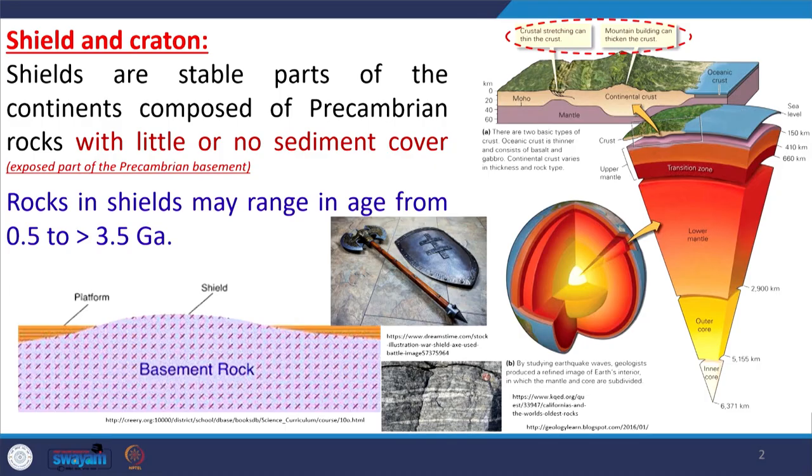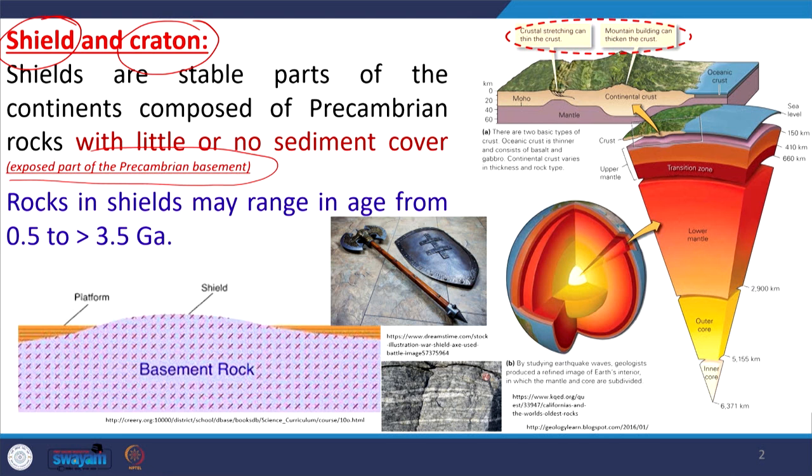So, here there are two terminologies. One is called shield, another is called craton. So, what is a shield? Shields are the stable part of the continent composed of Precambrian rocks with little or no sediment cover. So, if you see this exposed part of the Precambrian crust, that is called a shield.